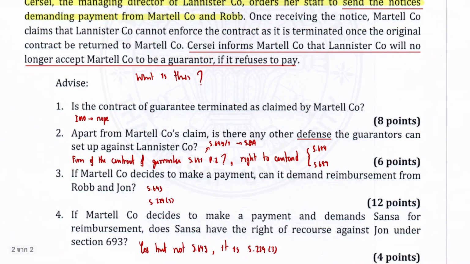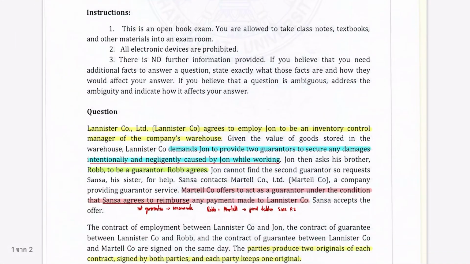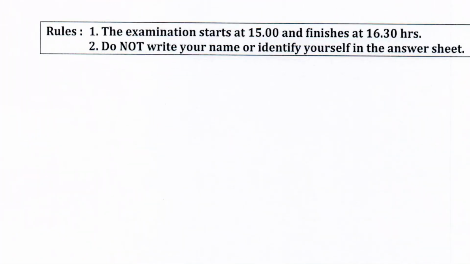Now, if Mattelco decides to make a payment, can it demand reimbursement from Rob and John? Of course, in this case, we look back again at who Rob is and who John is. John is the debtor, and Rob is another guarantor. So now we have this kind of relation. We have the creditor, we have Mattelco, and we have Rob here as second guarantor, and we have John as a debtor.